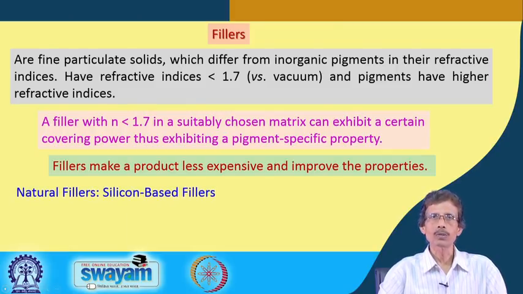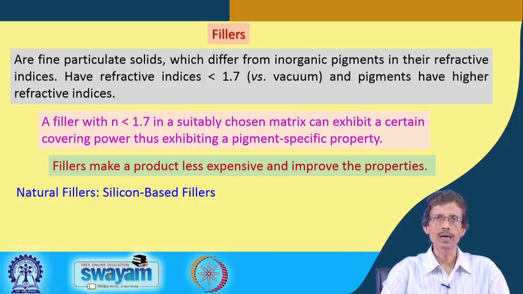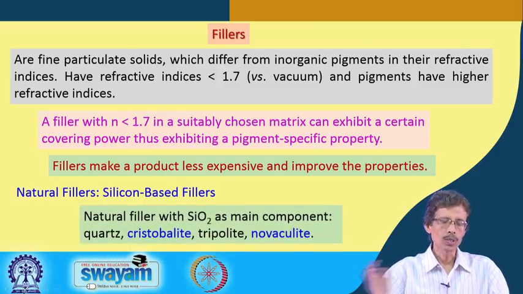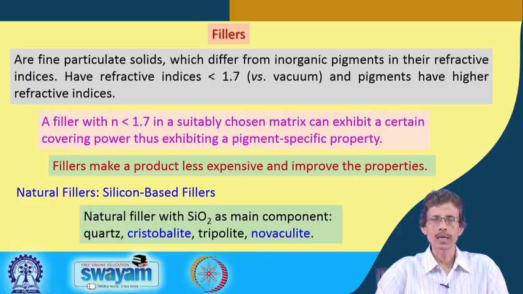One important example is natural fillers, which are definitely silicon based. That means you have silicon as the element, like silica or silicon dioxide, your sand material. SiO2 can function as a very good natural filler, and it comes in typical varieties having different structures and solid state properties. One such is quartz, then cristobalite, tripolite and novaculite. These are the different forms of silica which can be used as filler material.